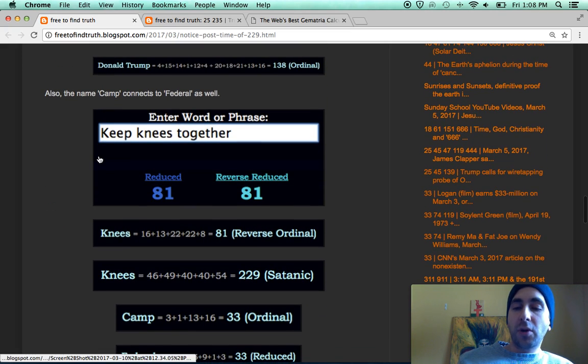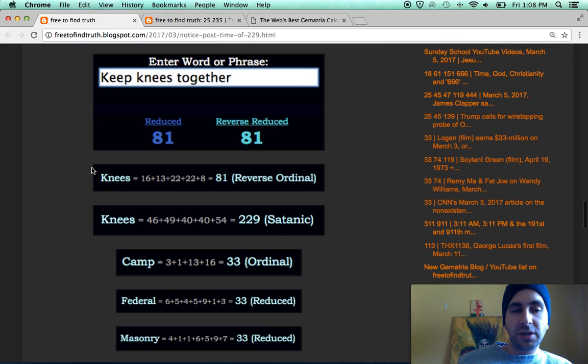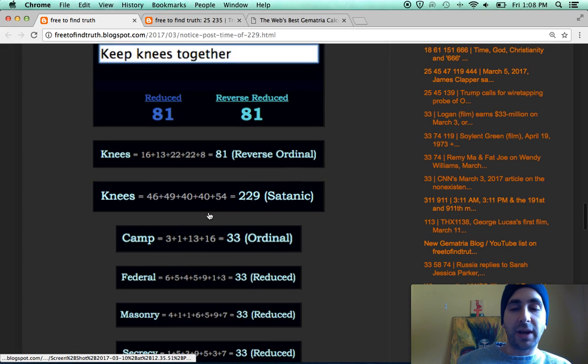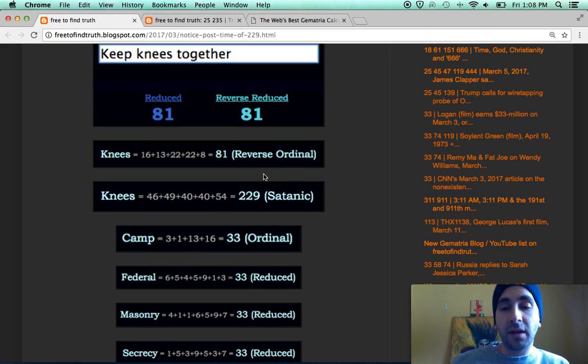His remarks were, why can't you keep your knees together? Keep knees together, the direction. Remember, you're supposed to obey the judge. It's interesting that keep knees together is the same in reduction forwards and reverse, just like the word knees in reverse ordinal. Knees in satanic gematria is also 229, like the post time, and he's resigning for telling a woman she should keep her knees together.